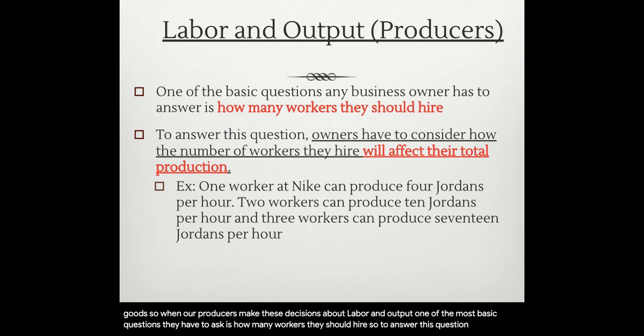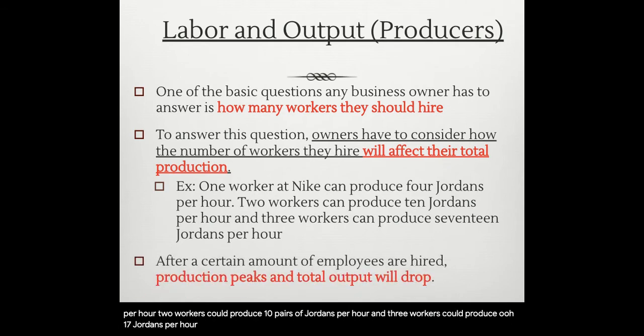To answer this question, owners have to consider how the number of workers will affect their total production. So, for example, if we're looking at a factory, if we're making Jordans, one worker at a Nike factory can produce maybe 4 pairs of Jordans per hour. Two workers could produce 10 pairs of Jordans per hour, and three workers could produce 17 Jordans per hour. After a certain amount of employees are hired, though, the production peaks will begin to drop. You can only have so many people working on so many machines before you run out of time and things become inefficient.